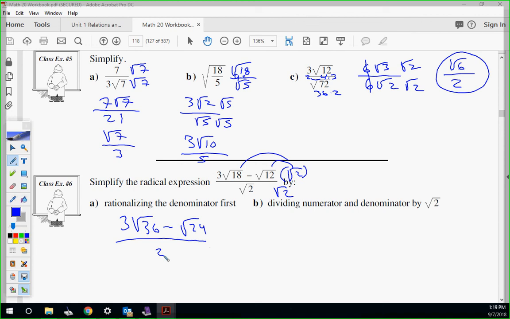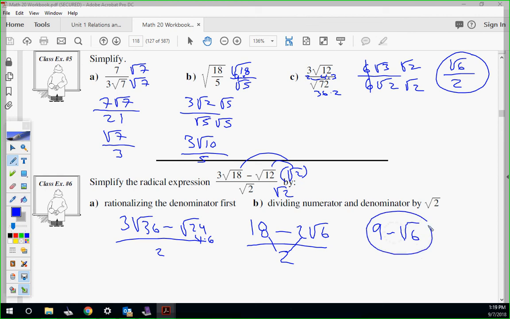Oh, well, square root of 36, that's nice. Square root of 36 is 6. 6 times 3 is 18. 24 breaks down to 4 times 6. So that's 2 root 6. And this is where everybody messed up, probably about 6 of you. So the 2 goes here and here. Divides to both terms. So 18 divided by 2 is 9. The 2's essentially cancel here. 9 minus root 6. That's your solution there.